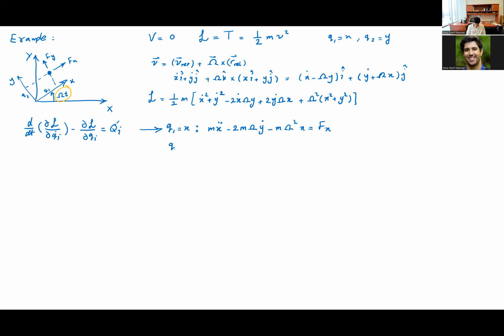This equals my generalized force along x, which is actually the force Fx. And the equation along the second coordinate, y: I have m y double dot plus 2m omega x dot minus m omega squared y equals Fy.